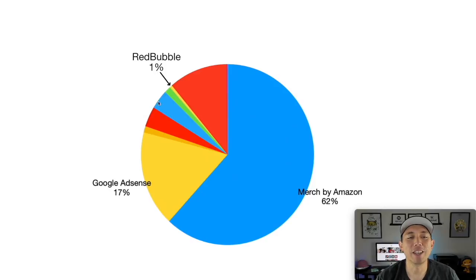So here's Redbubble. This is a graph of all my online income. So you can see Redbubble is literally only 1% of what I make online. So Merch by Amazon is the beast. It has a lot more stuff. Google AdSense and some other print on demand sites make up for the whole thing. So don't worry about me.